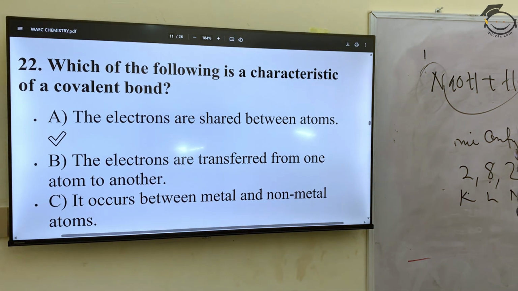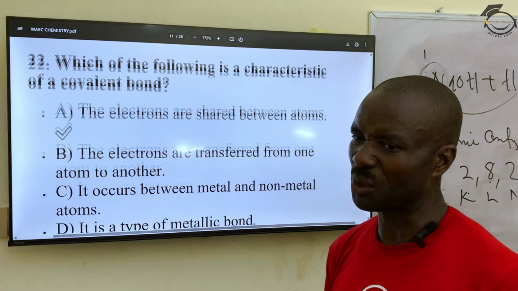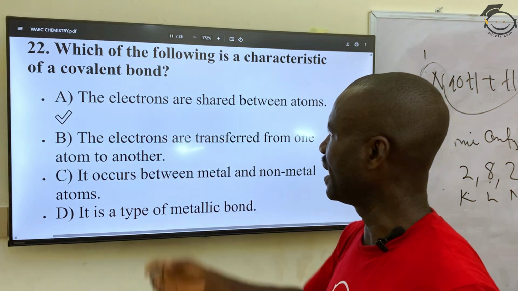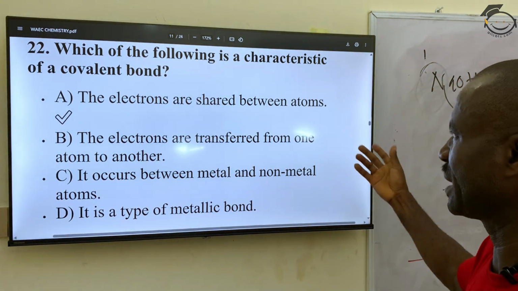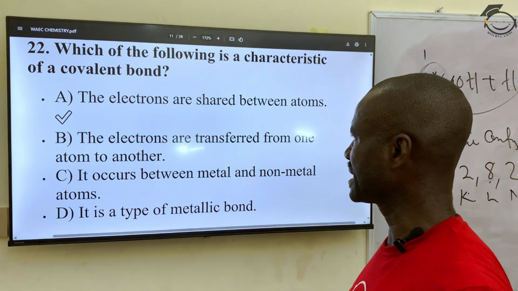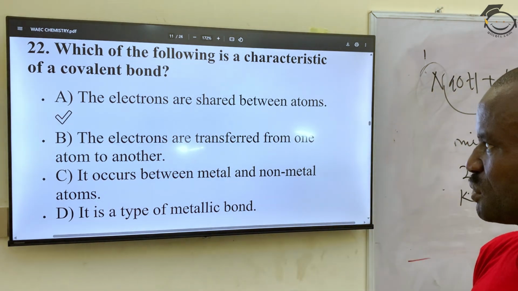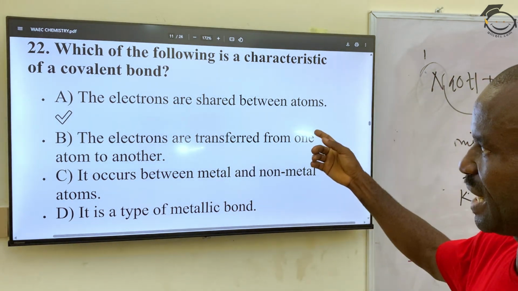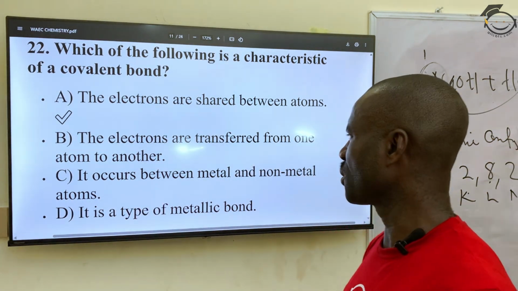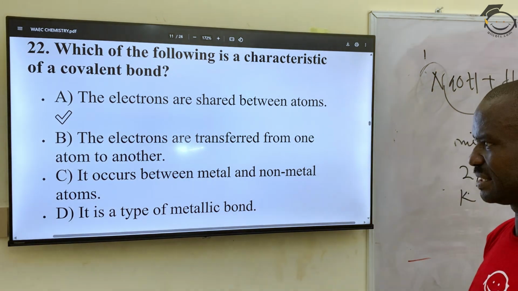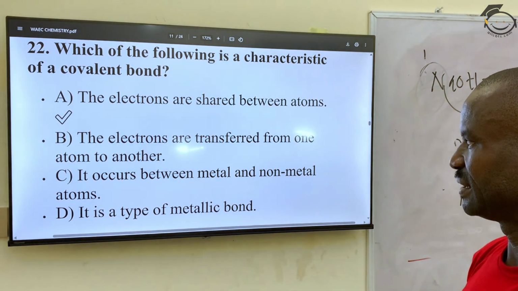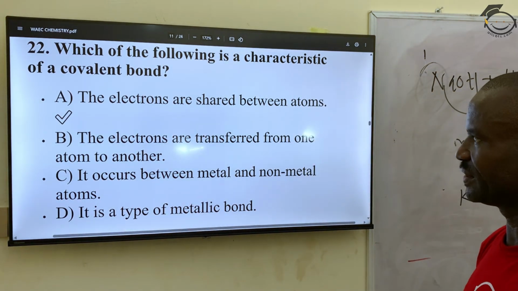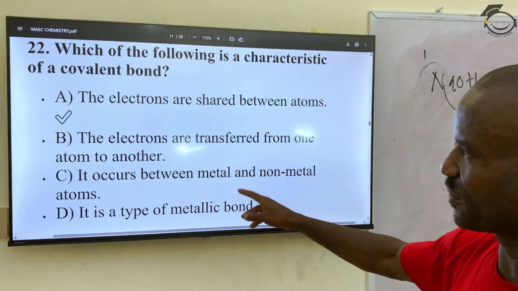Which of the following is a characteristic of a covalent bond? How is covalent bond defined? A. The electrons are shared between two atoms. B. The electrons are transferred from one atom to another. This is a characteristic of ionic bonding. C. It occurs between metal and non-metal. D. It's a type of metallic bonding. All the three below are wrong except A.